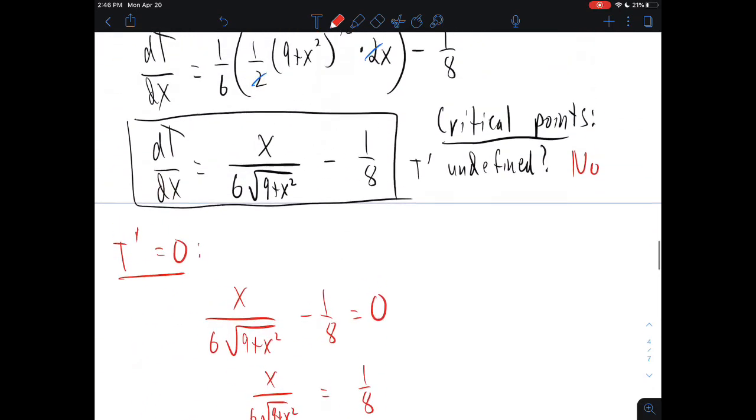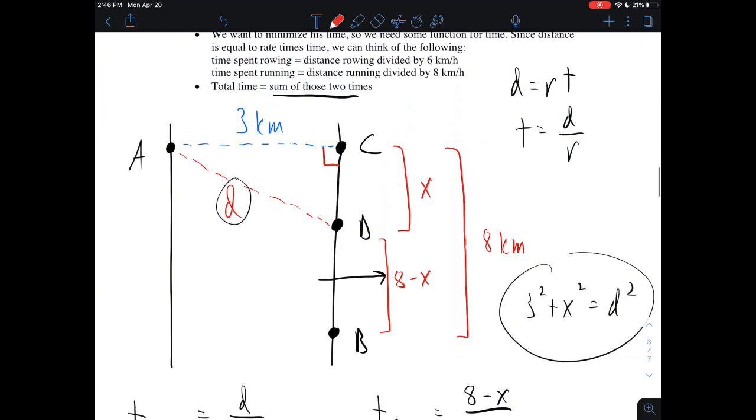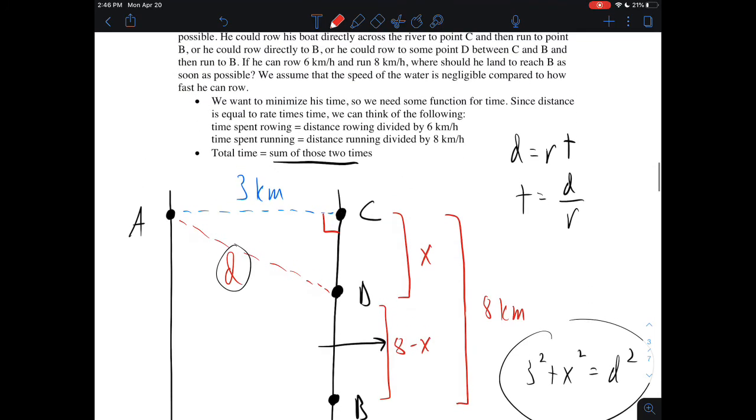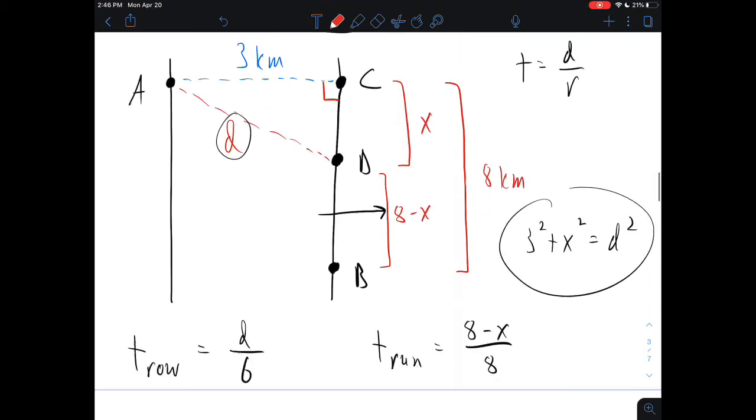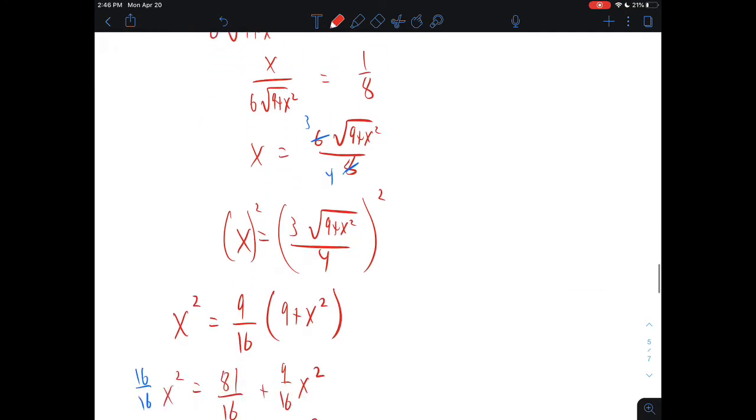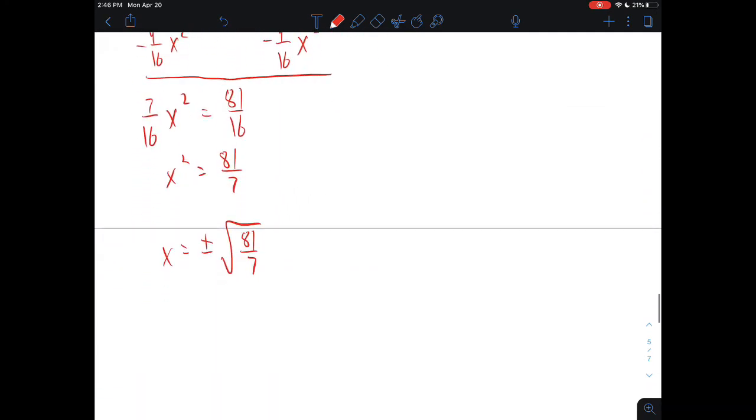If you go all the way back to our picture, would it make sense for x to be a negative number? If x was a negative number, it means that point D would be behind point C. That doesn't really make any sense. So the only critical point that we're going to actually consider is the positive square root. So x equals the positive square root of 81 over 7. And again, I can rewrite this as 9, the square root of 81, divided by the square root of 7. That is the only realistic critical point.